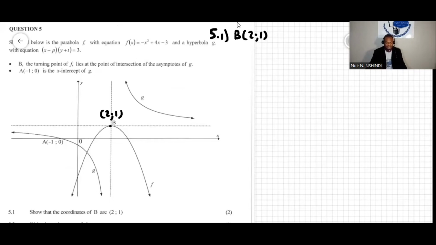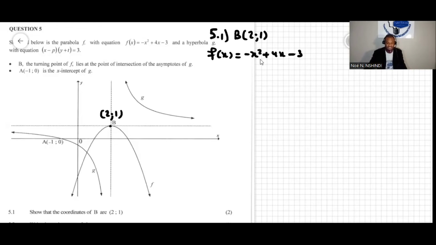Now, the thing is, this B is a point on the parabola. The equation of the parabola is given by f of x equal to negative x squared plus 4x minus 3. So to prove that this point lies on it, we can substitute the point 2, 1. There will be different ways to solve this same problem. If the point 2, 1 is a point on this parabola, it means the coordinates of B, 2 and 1, will satisfy this equation.